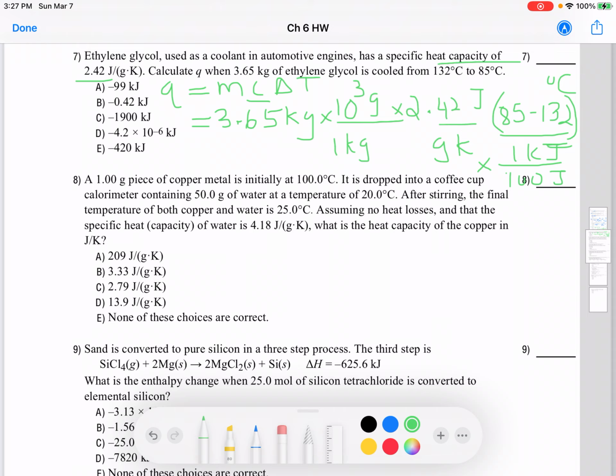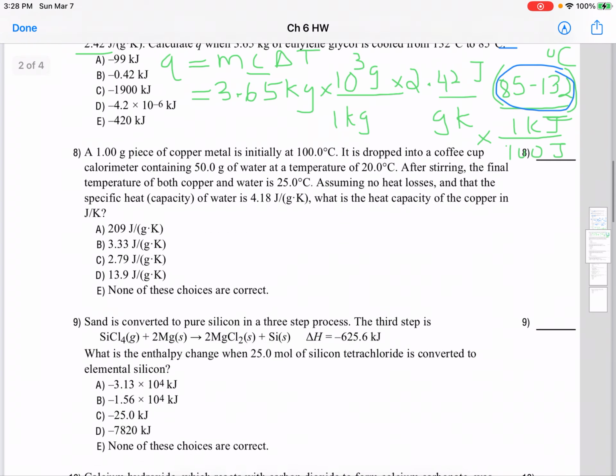And then the answer is going to be negative. Why? Because the delta T right here, this term would be negative. So as a result, you will get a negative value. Okay. The next question.